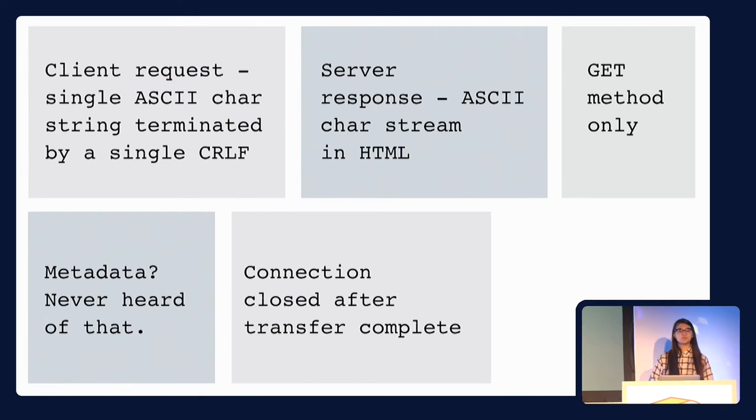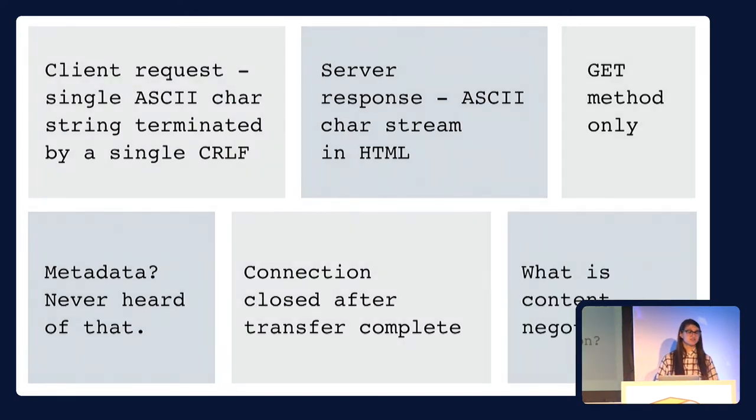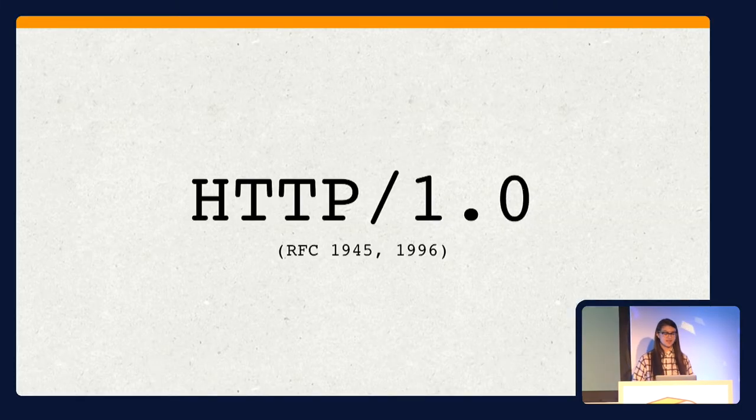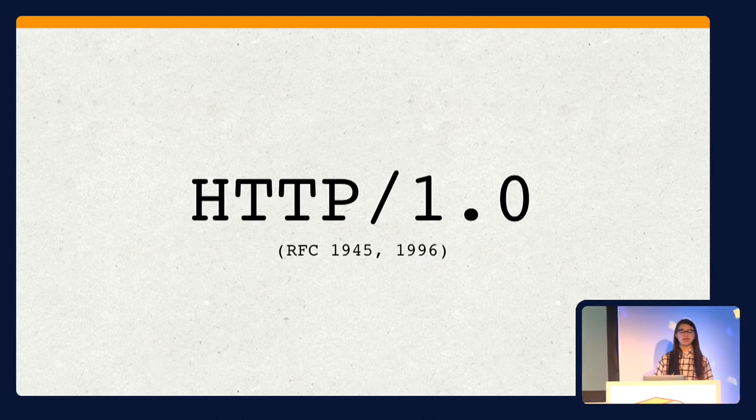Metadata, nope, no protocol version, no headers, nothing. And respectively, there is no content negotiation. Overall, lots of things are not there yet, but it was simple. It was simple to implement, simple to get started, and so it took off. Right after HTTP 0.9 began, work began on establishing a proper spec that became known as HTTP 1.0 in 1996.